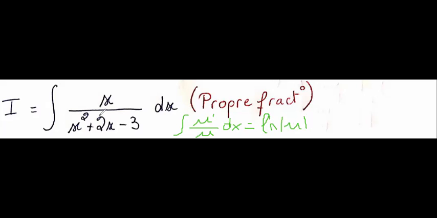So here, the derivative of the denominator is 2x plus 2, but the numerator is x, so it's not a constant multiple of the derivative of the denominator. So we are not in this case. So what we do now is that we search for the roots of the denominator in order to decompose this fraction into partial fractions.